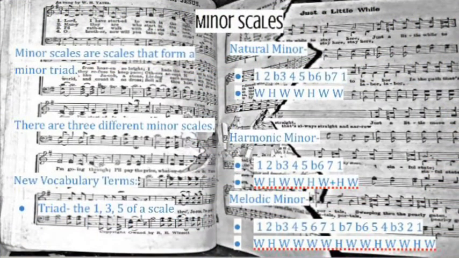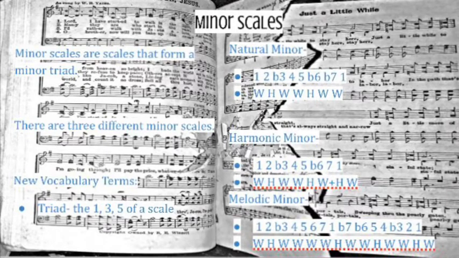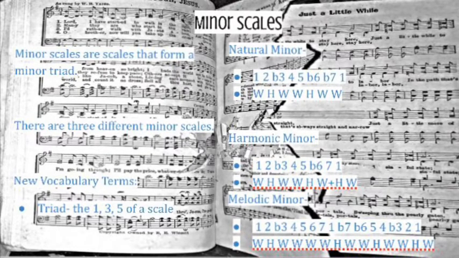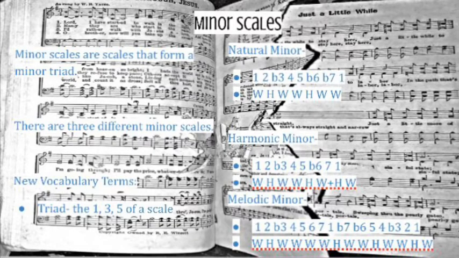Moving on, we're talking about minor scales now, which are simply scales that form a minor triad. That is the only rule that it has to follow in order to be classified as a minor scale. They have this dark, eerie feeling, very funky. Now there are 3 different types of minor scales. You have a natural minor, a harmonic minor, and a melodic minor.